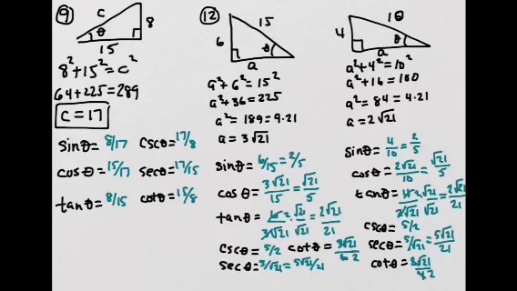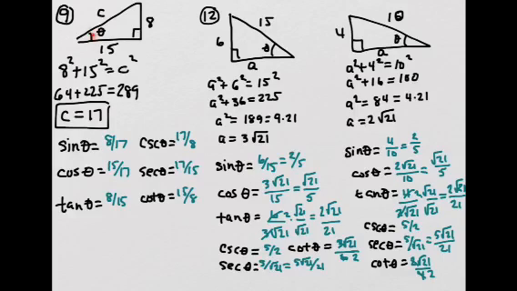Okay, so here's numbers 9 and 12. For number 9, first you have to find the value of c, which is 17 after you do the Pythagorean theorem, and the work is right here. So then you take sine, cosine, tangent, and you get the ratios.